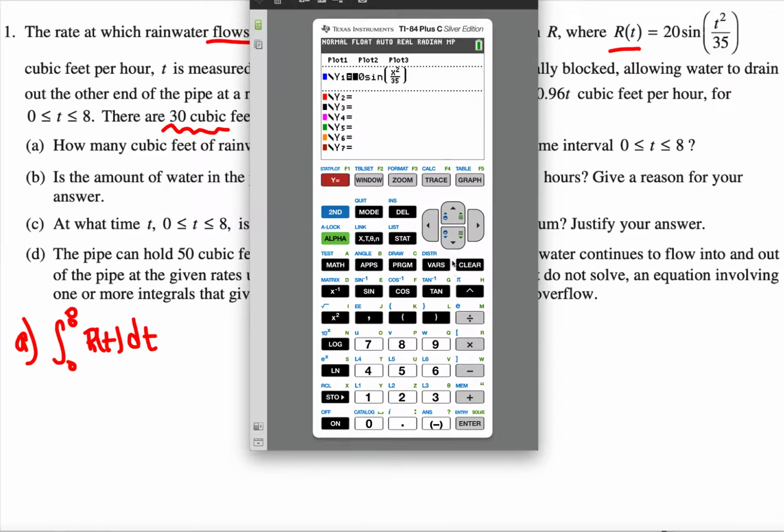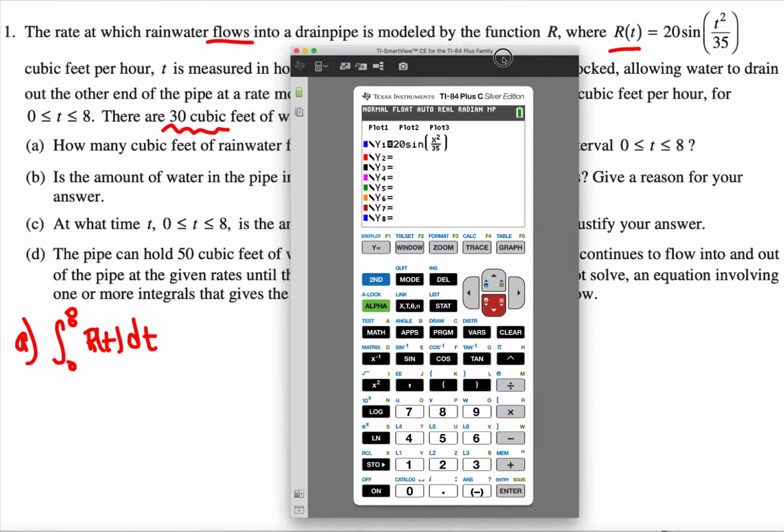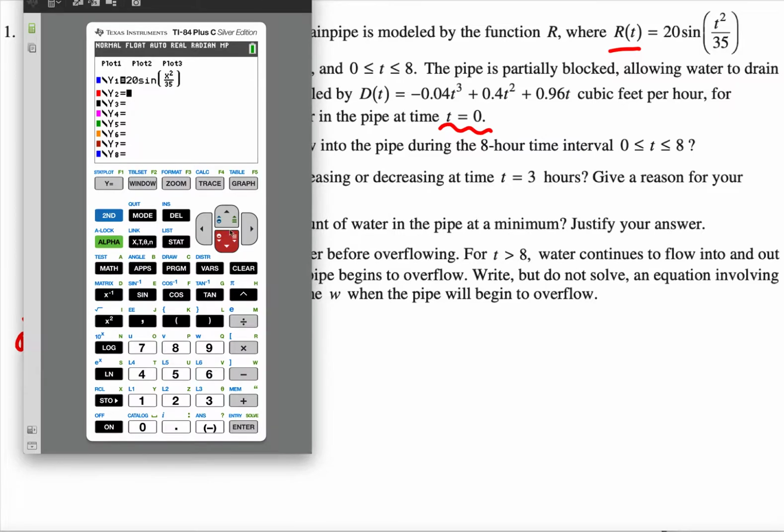Now, since I'm typing in, why don't I just type in the second one, D of t, as well here. Negative 0.04 x cubed plus 0.4 x squared plus 0.96 x. Alrighty, so that's what we have here.